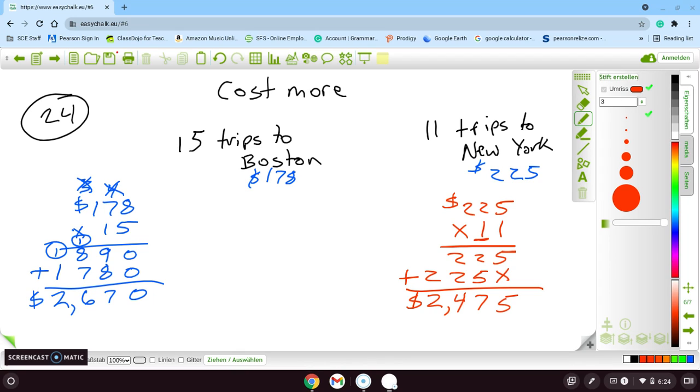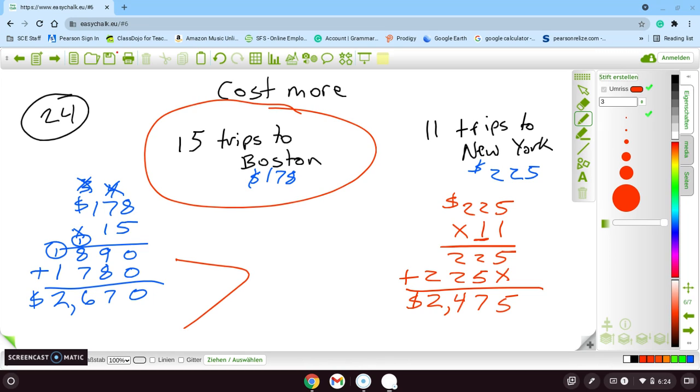So which costs more? 15 trips to Boston cost more because 2,670 is greater than 2,475. And that's my explanation. 2,670 is greater than 2,475. That's Math Explained 101.